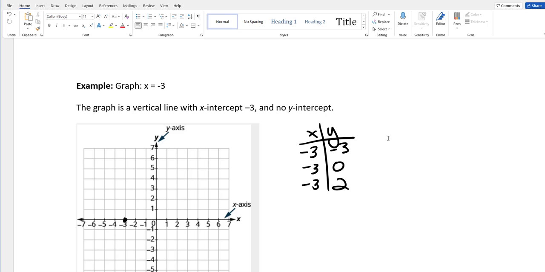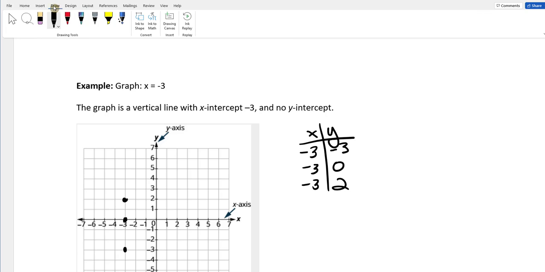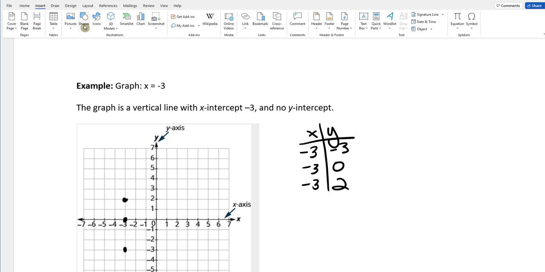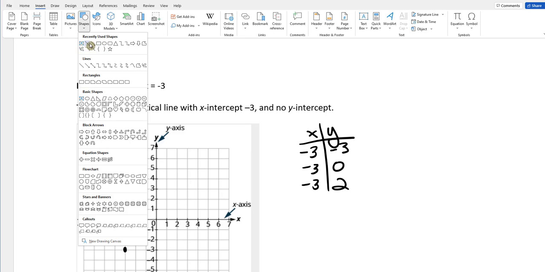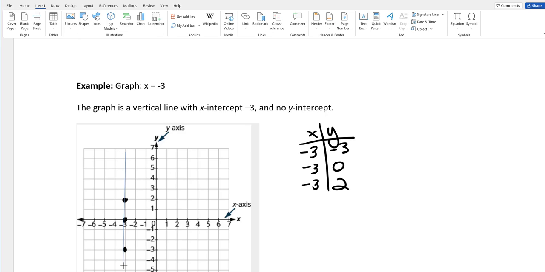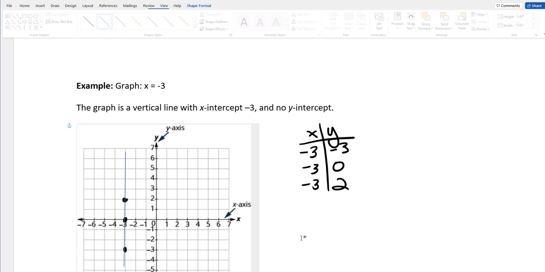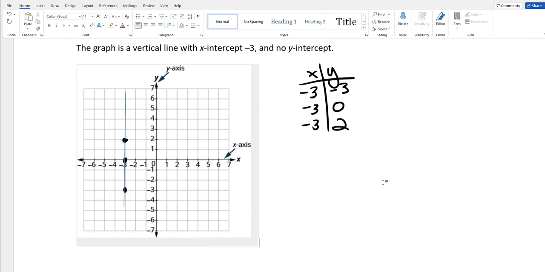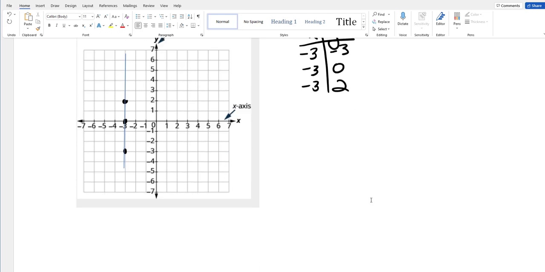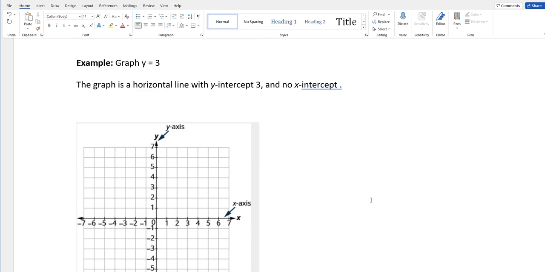So we can go ahead and plot this. (-3, -3) will be a point here. (-3, 0), I already have a point there. And then (-3, 2) will be a point here. As you can see, the points go straight up and down. So this will be a vertical line. So we just draw our line straight up and down, and it goes through all three of the points. So x equal to a number will be a vertical line.